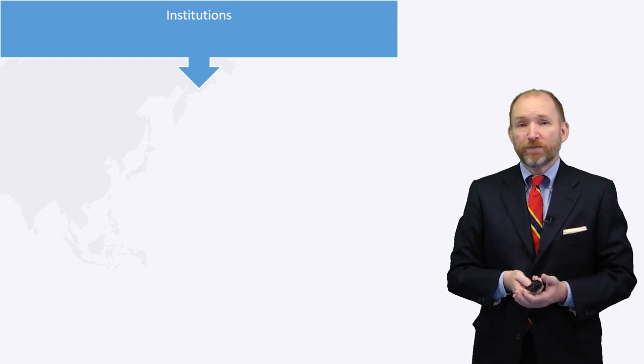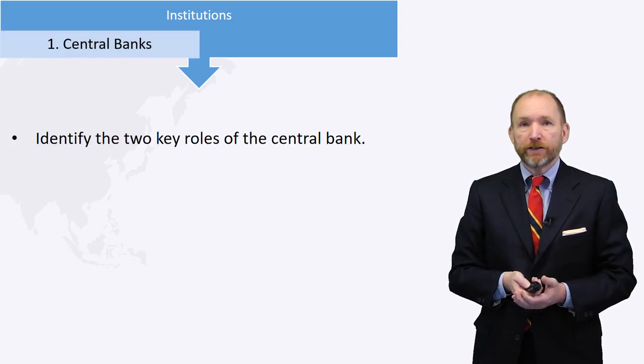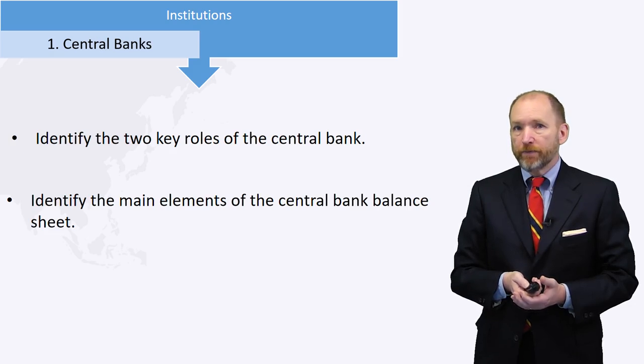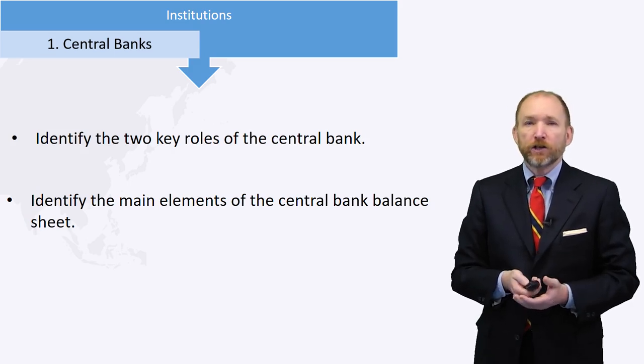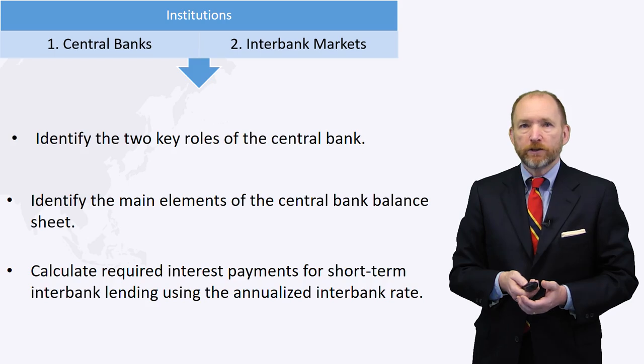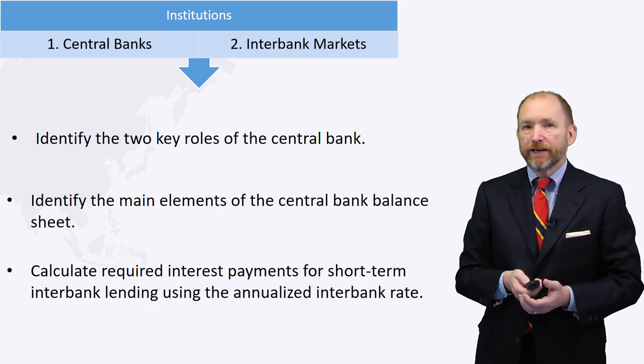Let's summarize by reviewing what we've learned to do in each segment. We started out by thinking of central banks as institutions. We learned to identify the two key roles of the central bank, the bank of bankers and the bank of the government. We learned to identify the main elements of central banks' balance sheets, including assets, mainly foreign reserves and government debt securities, and liabilities, short-term liquidity, monetary liabilities, and longer-term non-monetary liabilities. We also learned to calculate required interest payments in interbank markets as a pro-rata fraction of annualized interest rates.